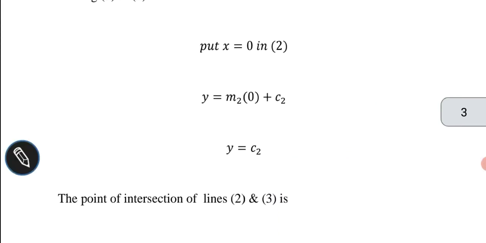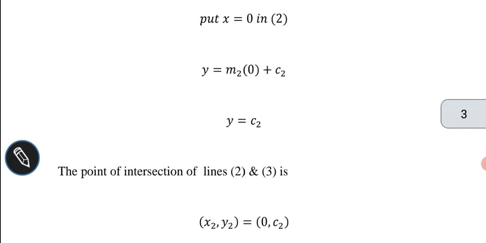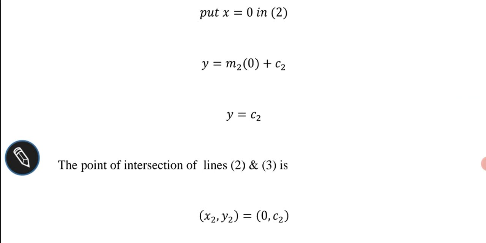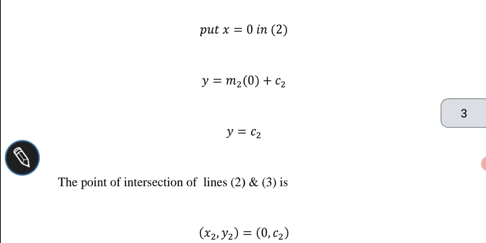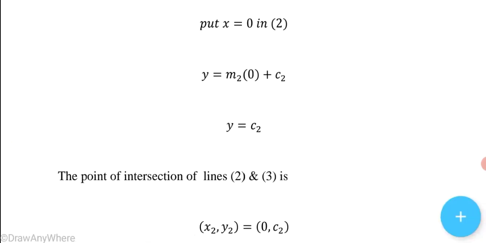So we have calculated the coordinates of x2 y2, that is the point of intersection of lines 2 and 3: x2 y2 is equal to 0 comma c2. Here the x coordinate is already given, which is 0, so for x2 we can write 0.